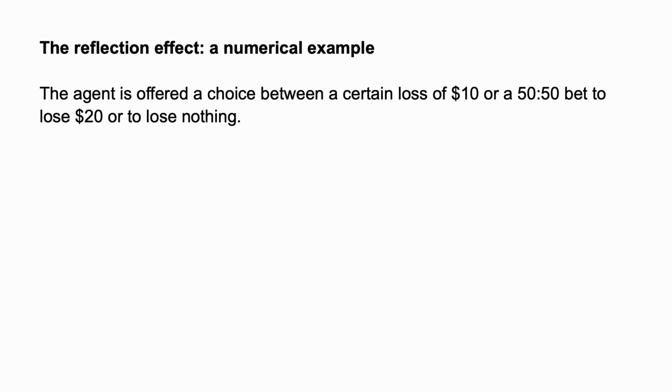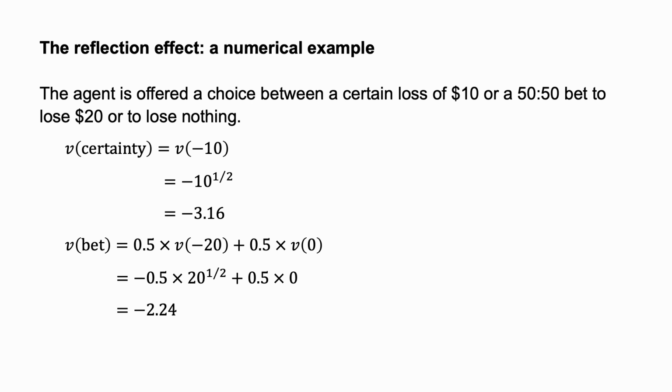Suppose the agent is now offered another choice. They can now have a certain loss of $10 or a 50-50 bet to lose $20 or to lose nothing. Again, we calculate the value of each option by substituting the outcomes into the value function. For the certain loss, we substitute negative $10 into the value function. The value of that certain loss is the value of negative 10, which equals minus 10 to the half, which equals minus 3.16.